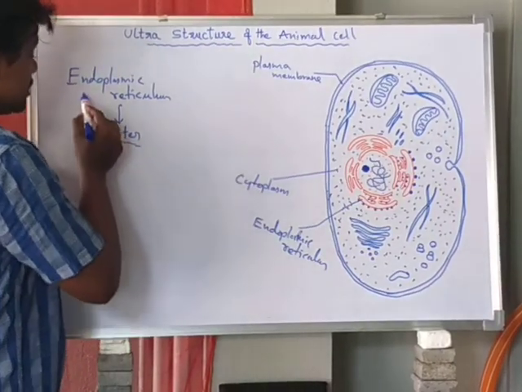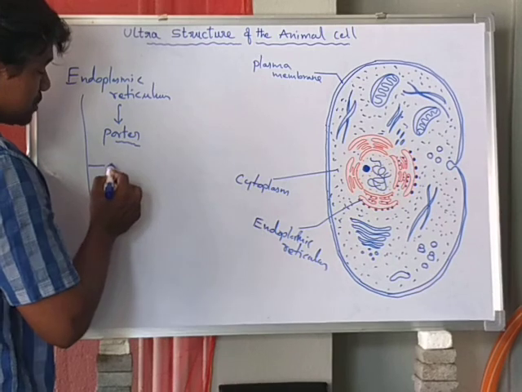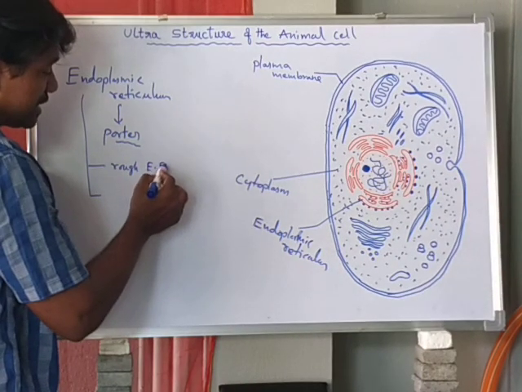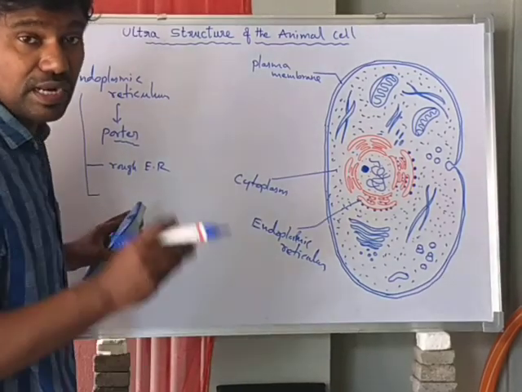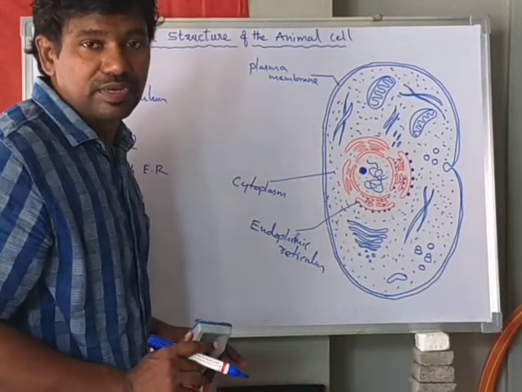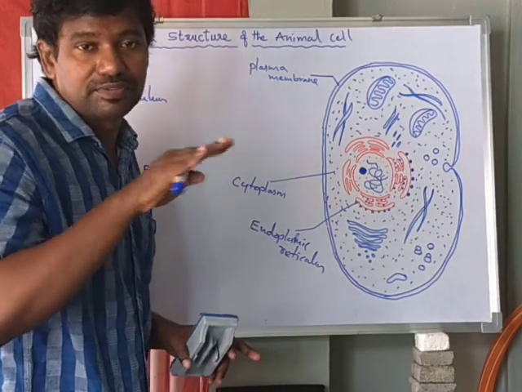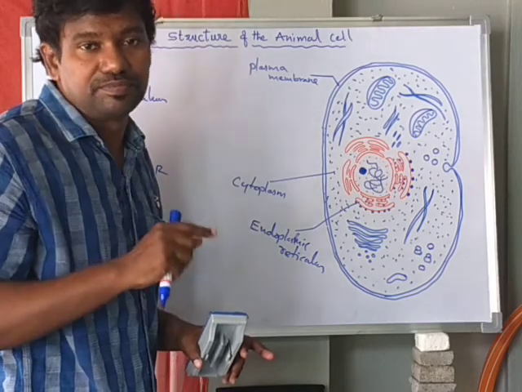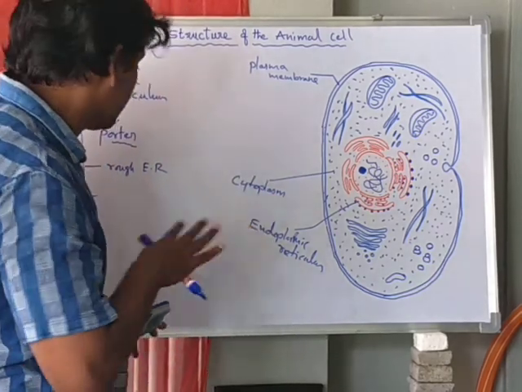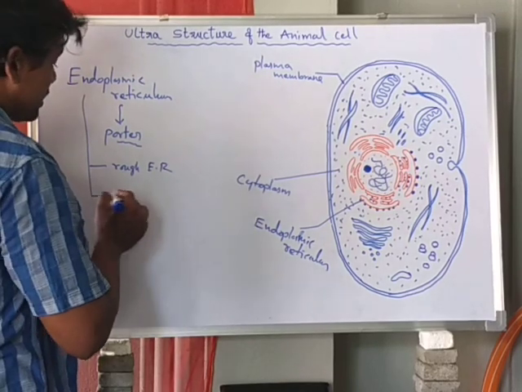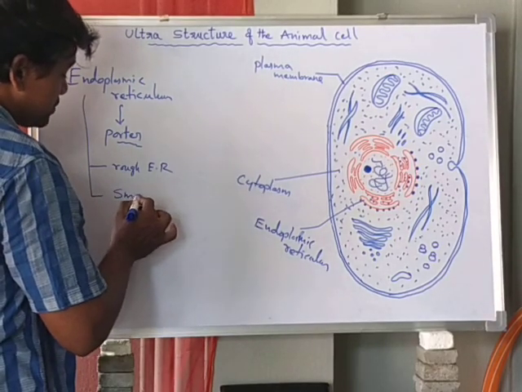So the endoplasmic reticulum is classified into two types. One is rough endoplasmic reticulum, rough ER, because ribosomes are attached to it. If you touch the surface, it is rough in nature. The second one is smooth endoplasmic reticulum.